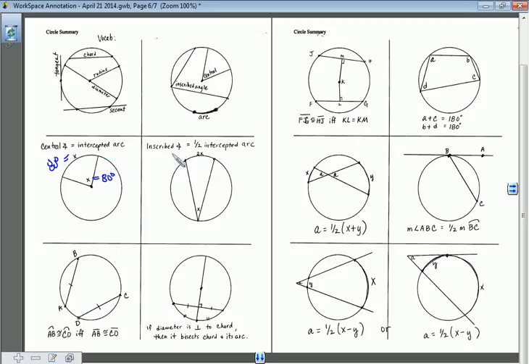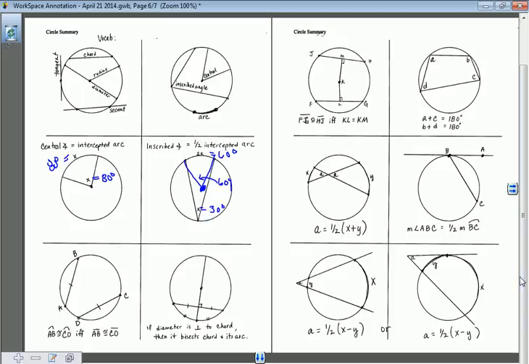Now, the inscribed angle is 1/2 the intercepted arc. So let's say this is 30 degrees. What would this be? Twice that, 60 degrees. And what if I threw in a central angle right here? What would the measure of the central angle be? 60, because the intercepted arc is 60. Good. Okay, do we remember central angles and inscribed angles?